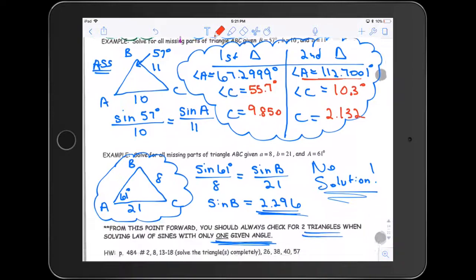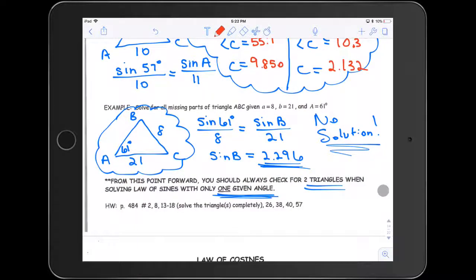So that is it, folks. And right down here on section 5.5, you're wanting to do these problems. Notice it says solve the triangles completely.